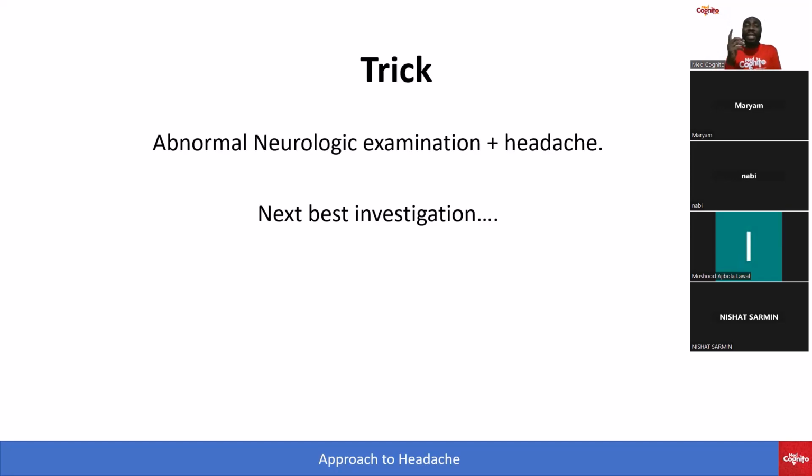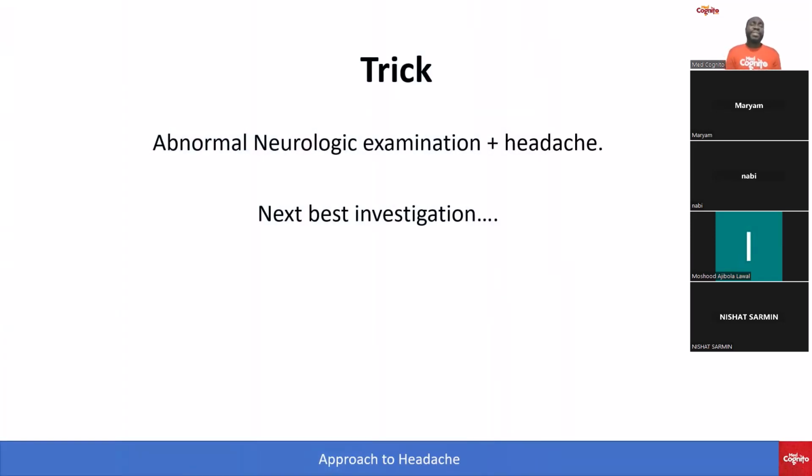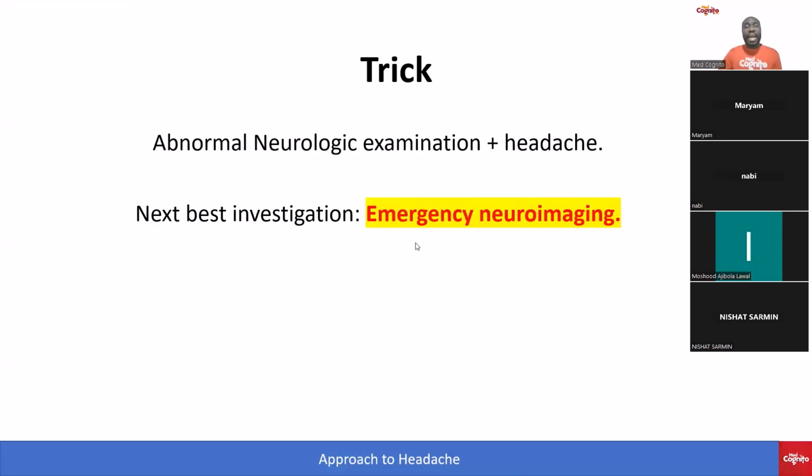In your exam, the other thing is, you may know your answer, but the way you put your answer matters. If you just say CT, is this CT of the abdomen? Is this CT of the pelvis? So if you have a patient with abnormal neurologic symptoms plus headache, your next best investigation will be emergency neuroimaging, and that neuroimaging should be a head CT. Specifically, it can be a non-contrast head CT scan. Okay, good.